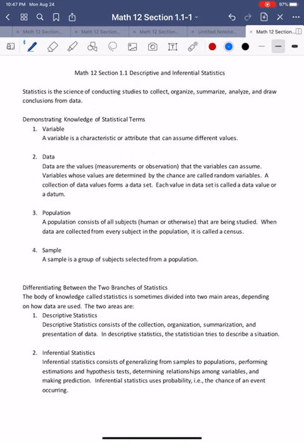Hello, this is Math 12, Section 1.1, Descriptive and Inferential Statistics.